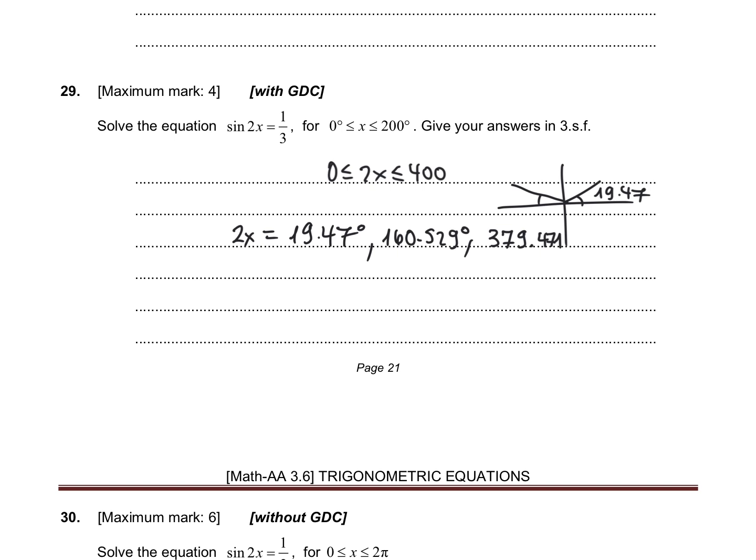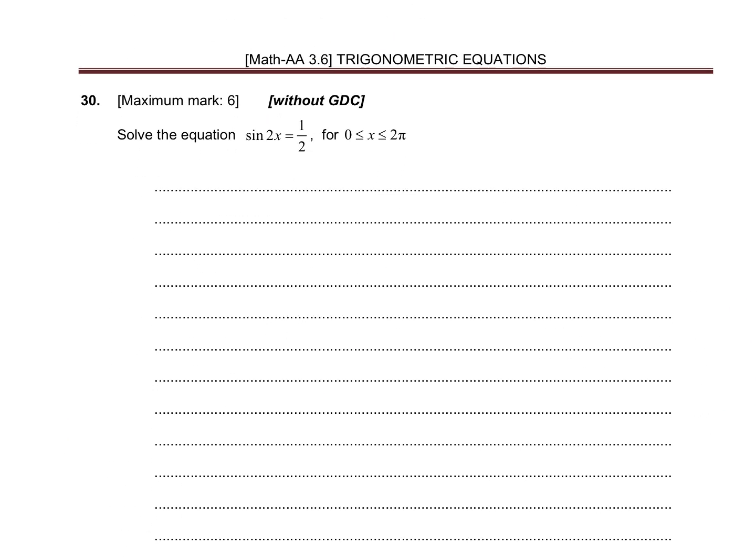So now we've got to just divide our answers by 2 to get x. So we're going to have, to 3 significant figures, 9.74 degrees. And then we have the 160 divided by 2, so that's 80.3 degrees. And then the 379 divided by 2 is 189, because 3 significant figures, 190. So that makes us between 0 and 200.